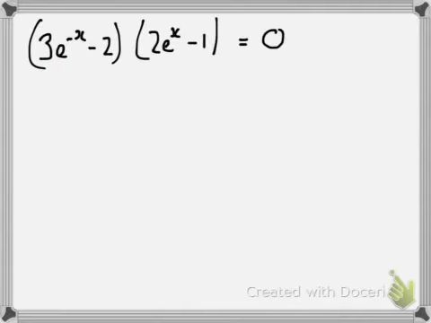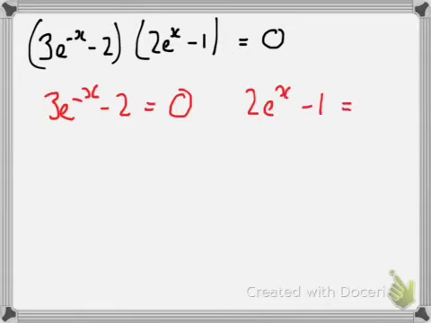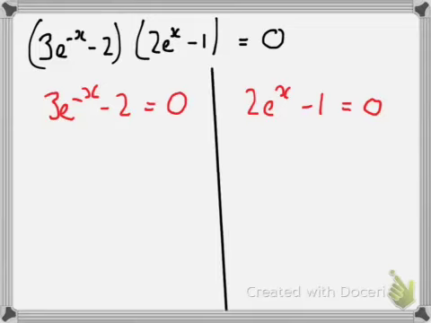3e to the negative x minus 2 times 2e to the power of x minus 1 equals 0. Now what we're going to do is separate this into two separate questions effectively. So we've got 3e to the negative x minus 2 equals 0, and we've also got 2e to the power of x minus 1 equals 0. So two separate situations there. Let's work on the left hand side one first.